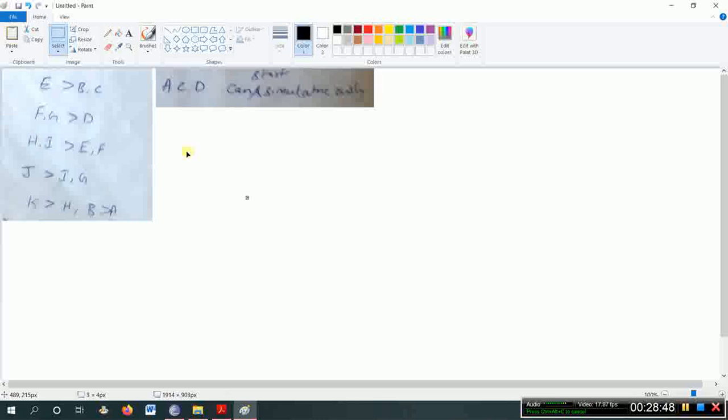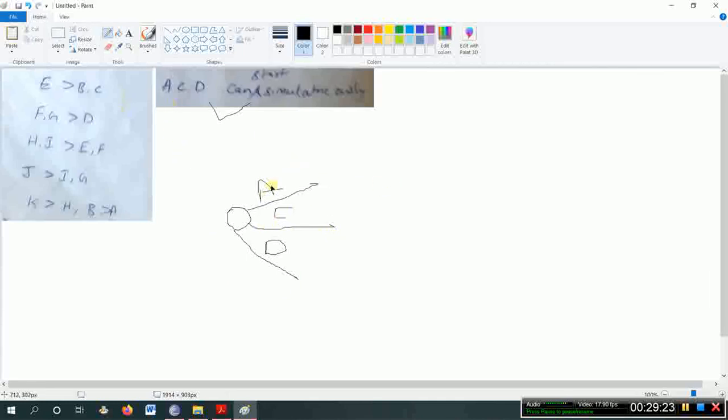So how to construct that? A, C, D start simultaneously. So I will construct, starting with a starting event, A, next C, this is D. A, C, D start simultaneously. This is over. Next, after completing B and C, E has to start.